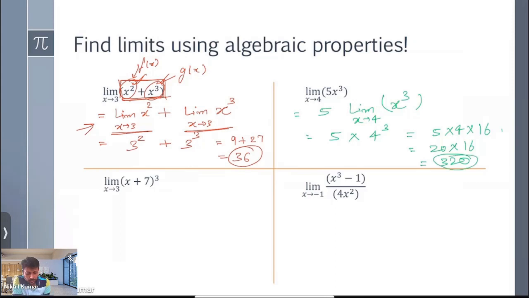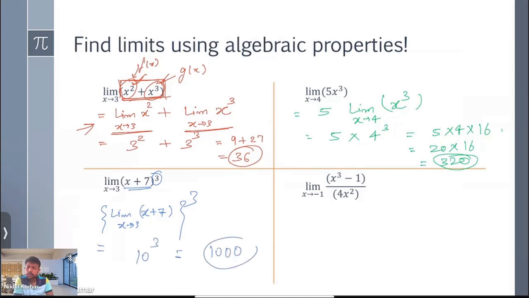What about the third one? A function's whole cube. We have to find the limit of that function. So this would be limit of this function, and you find out the whole cube of this. That will give you the answer. So this is 10 whole cube, this is 1000.